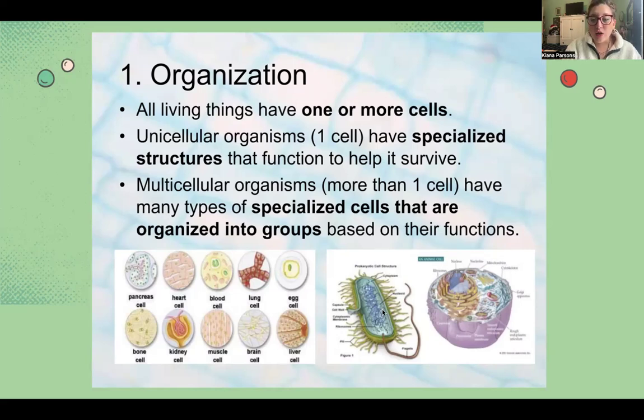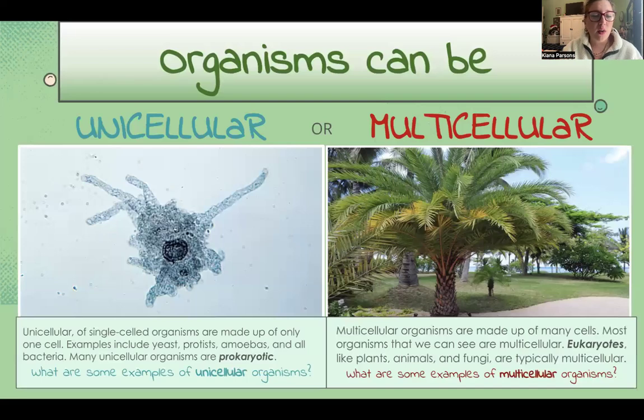But a prokaryotic cell just has different organelles that function to keep the organism, the prokaryotic cell, alive. And there are unicellular eukaryotes, like protists, and they also have specialized organelles, not specialized cells, right? Because they're just one cell. So a unicellular or single-celled organism is made up of only one cell. So examples can include yeast, protists, amoebas, and all bacteria. Many unicellular organisms are prokaryotic.